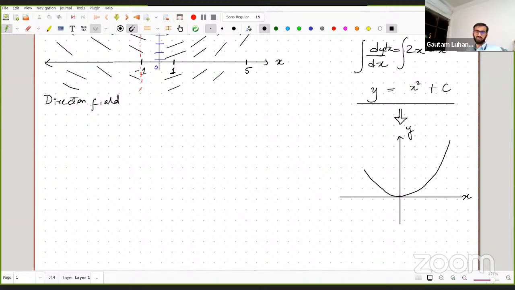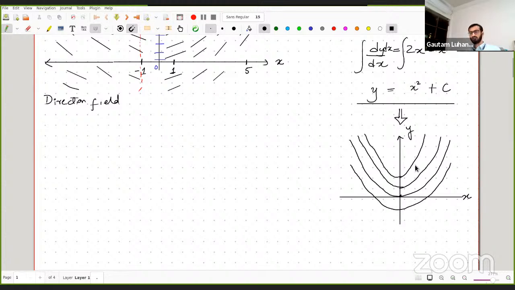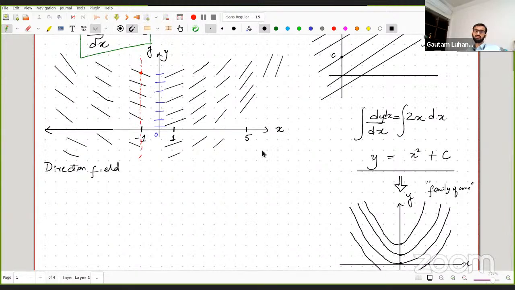If I were to assume that c equals 0, then it would cross at the origin. But of course, c doesn't need to be 0. c can be 1. If it were 1, it would be exactly the same curve, except shifted above. If c were 2, it's the same thing, except shifted further. And if c were negative, then we get the exact same curve, except it passes the y-axis at a different location. So this is a new family of curves, which are all possible solutions to my differential equation. dy by dx equals 2x has these solutions.